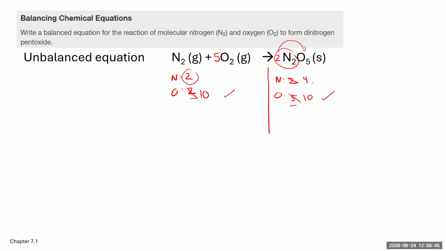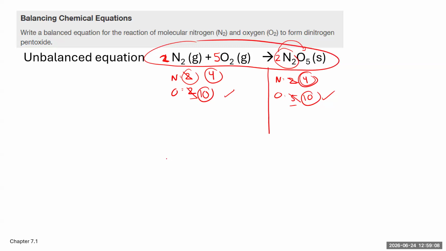Well, let's look here. I have 2 and I have 4. How do I get 2 more nitrogens? It's starting at 1. There's 2 nitrogens. So what if I increase it to 2? Now that's going to give me 4 nitrogens. So I have 4 and 4 nitrogens, 10 and 10 oxygens. So this is the balanced equation. 2N2 gas plus 5O2 gas makes 2N2O5 solid.